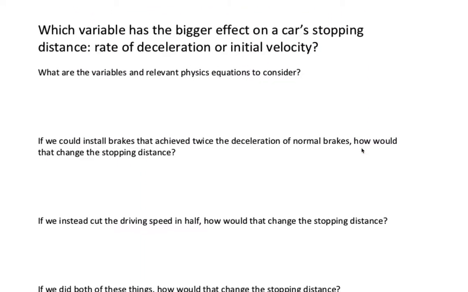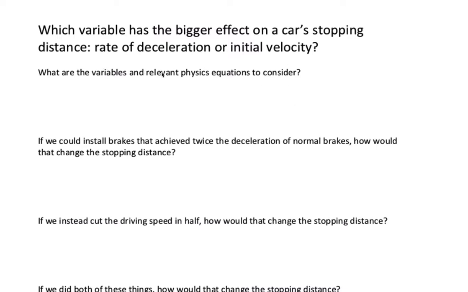So for example, if we're trying to study which variable has a bigger effect on a car's stopping distance, if we want to decrease the stopping distance, we're looking at safety in a neighborhood or something like that. Well, should we try and get better brakes, or should we just try to get drivers to go at a lower driving speed? Which one of those would have a bigger effect?